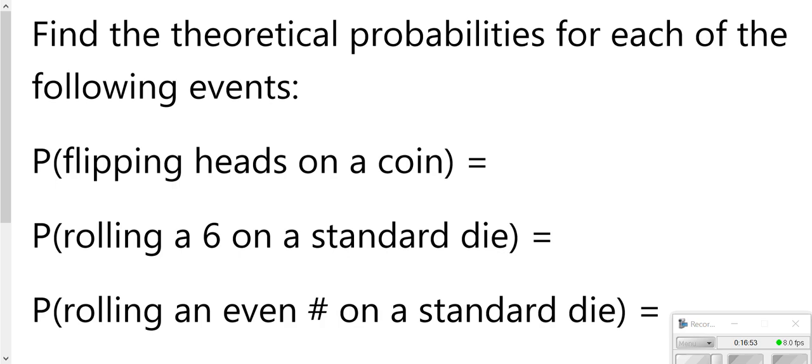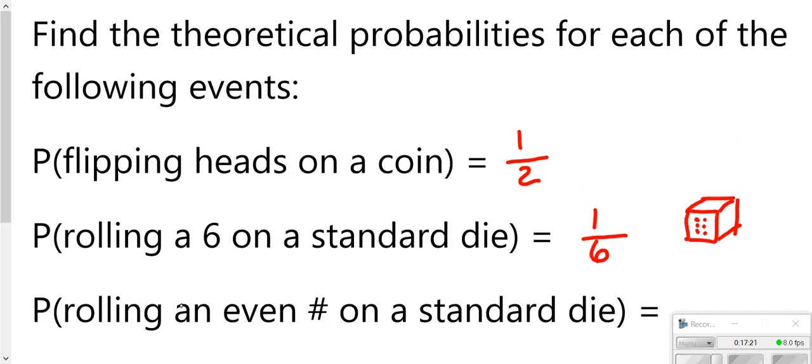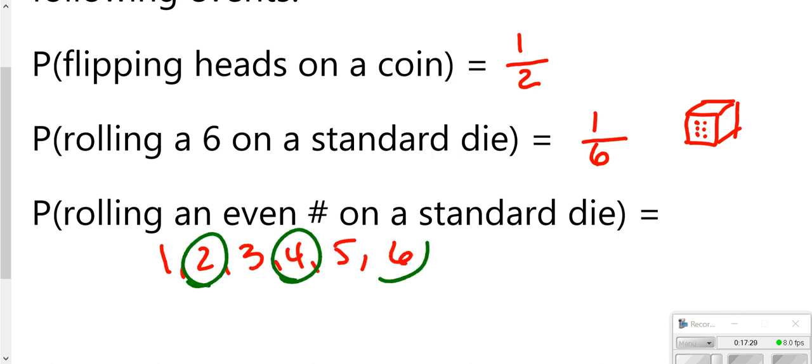So for example, flipping heads on a coin, I know that there are 2 outcomes in my sample space, heads or tails, and one of them is heads. Rolling a 6 on a standard die, I know that there are 6 sides to the die, because it's shaped like a cube. The cube has 6 faces, and one of those sides has 6 dots, so that's 1 out of 6. Rolling an even number on a standard die, well, the numbers on a standard die are these, and the numbers that are evens are the ones I just circled, so that's 3 out of 6.